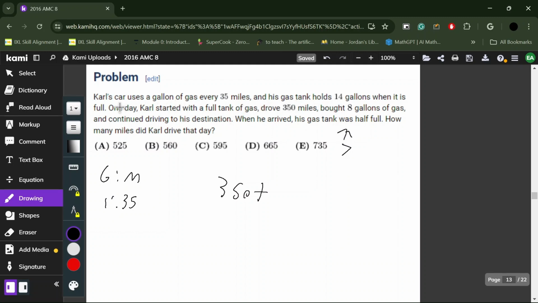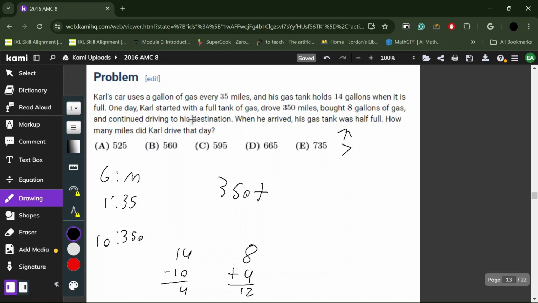So after he started with the full tank of gas, he drove 350 miles, right? So if he did 350 miles, that means he used 10 gallons of his gas. If it was full, it was 14 minus those 10 gallons to get 4 gallons left. Then he bought 8 gallons, so it'd be 8 plus 4 gallons, which is 12.